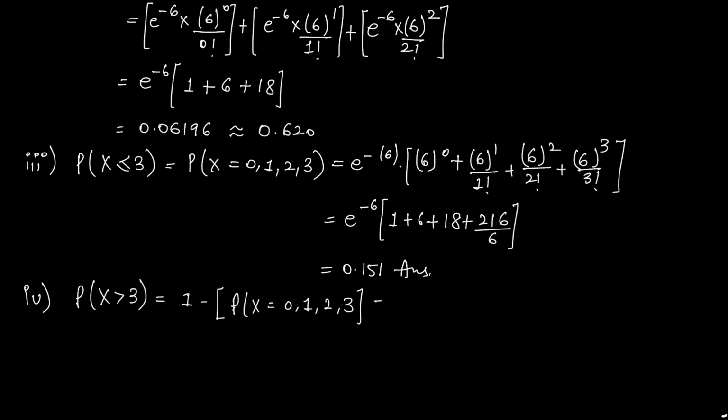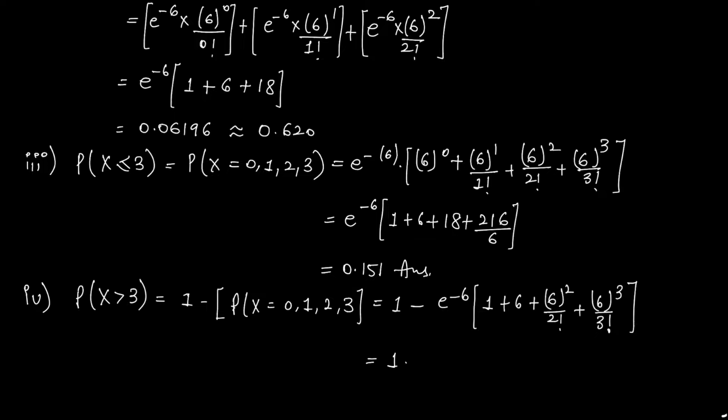So this is going to be like this: 1 minus probability of 0, 1, 2, 3, that is e raised to the power minus 6, and then x is equals to 0 actually gives you 1. Probability of x is equals to 1 gives you 6. Probability of x is equals to 2 gives you 6 square over 2 factorial. X is equals to 3 gives you 6 raised to the power 3 over 3 factorial. So now we need to quickly solve this.